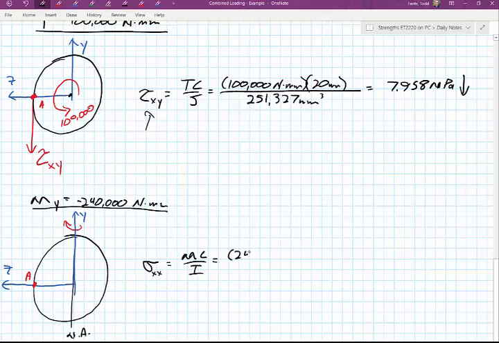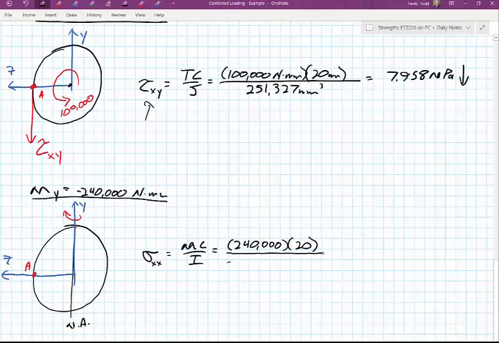The moment is 240,000 Newton millimeters. The c value is the radius of 20, and the moment of inertia we found up in that section properties to be, looking at my notes, 125,664. So I plugged that all into my calculator and ended up with 38.197, and I'm going to put a negative in there because I know it's in compression, right? So I'm not putting the negative in here and following my signs.